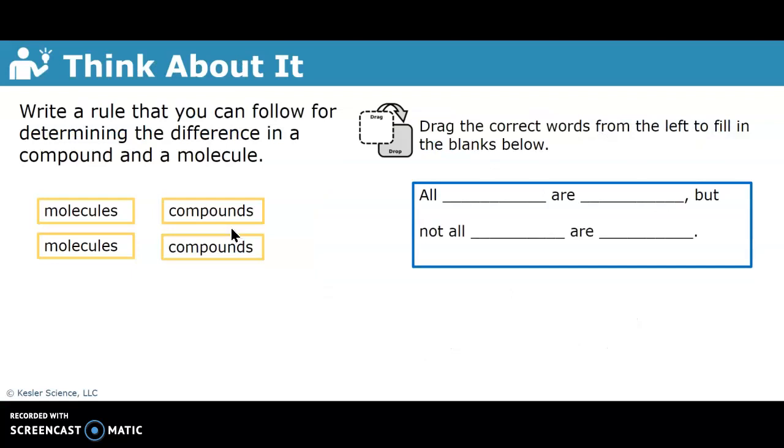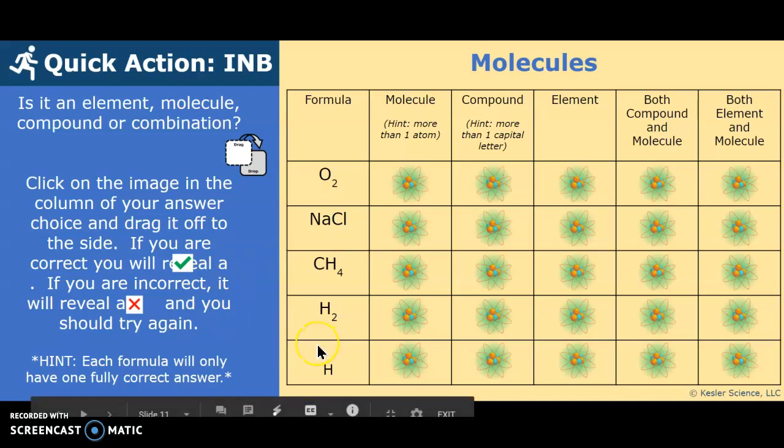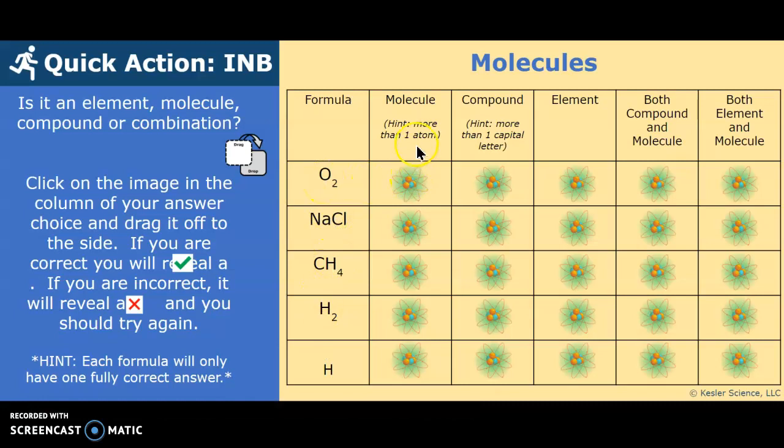Okay. Now, this is a chance for you to show a little bit about what you've learned. You're going to drag and drop these into these blanks. Okay, so when we're looking at different chemical formulas, is it an element? Is it a compound or a combination? Now you're going to have to go into edit mode to do this, but let's look at oxygen. Is it a molecule? Is there more than one atom? Yes, but it's not just a molecule, is it?